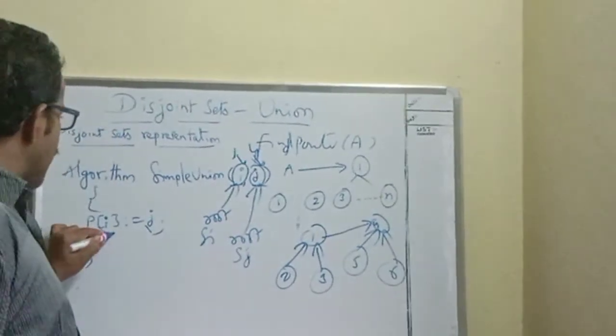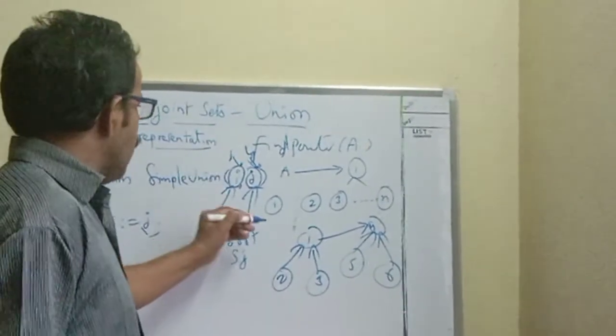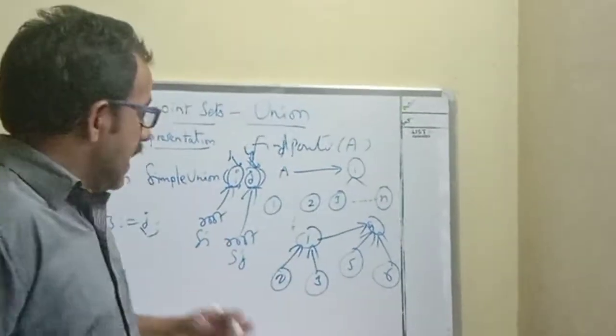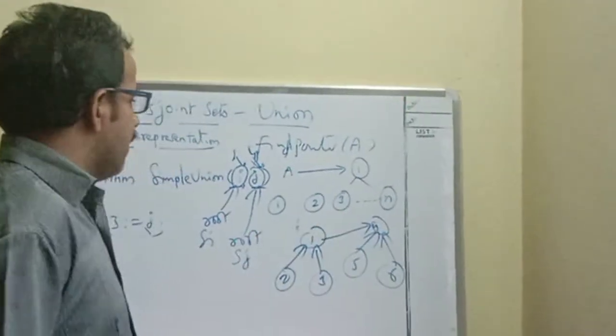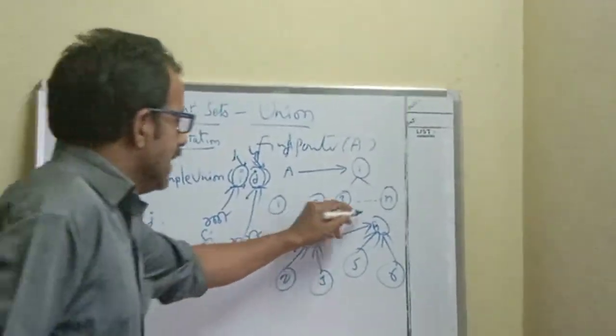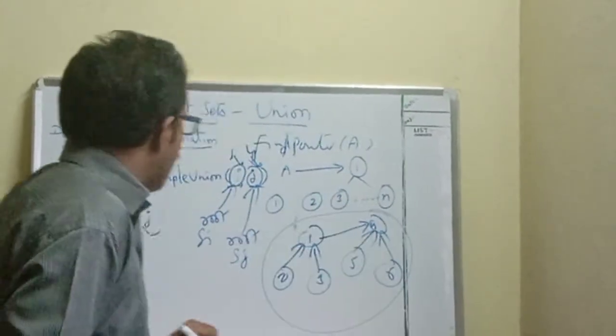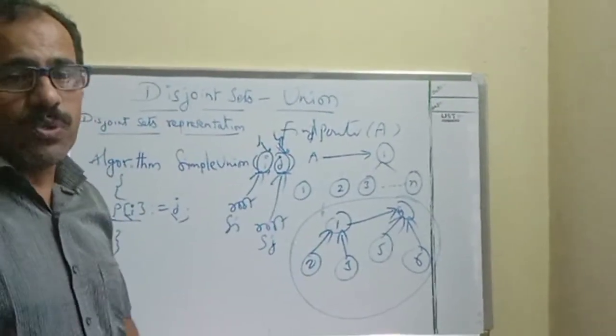What is the parent of I? Parent of I equals, what is I? 1. What is 4? Then I am making 4 the parent of I. So like this we can combine the trees. This is union. This is the simplest union of two trees.